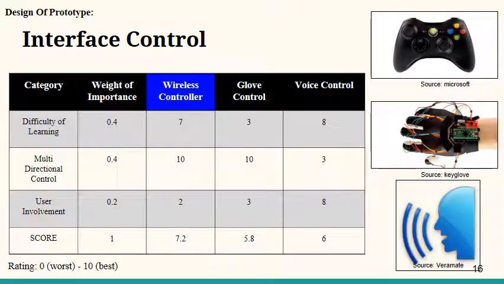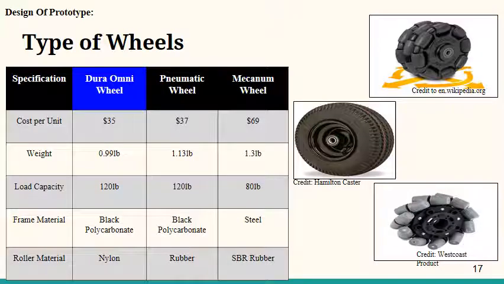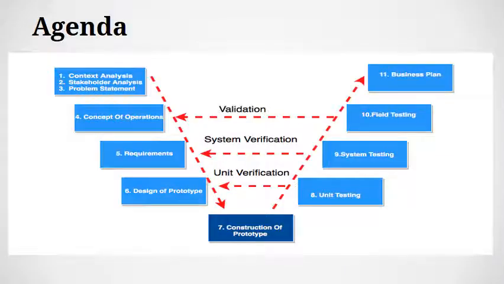And for the interface control, we chose between wireless controller, Xbox, glove control, and voice control. After weighing the pros and cons, we went ahead with the wireless controller. And for the wheel, we chose between dual omni wheel, pneumatic wheel, and magnet wheel. The specifications we considered are cost, weight, load capacity, and material. Among these three, we chose the omni wheel because it is very cost effective and it has high load capacity.